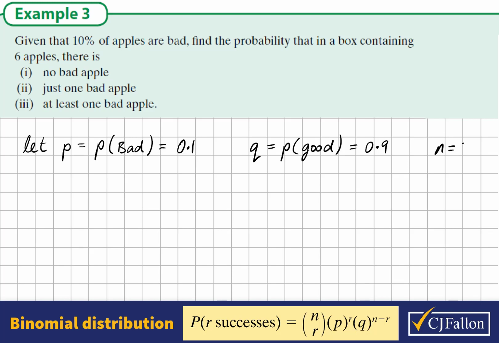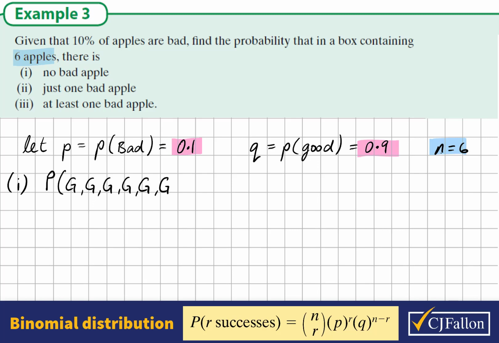Now let's look at the questions that we're doing here. We know that there's 6 apples, so n, the number of trials, is 6. We're going to use that in the formula each time. So question 1, we're working out the probability that there's no bad apple. This means that there's no success in the 6 trials, only failure. It means what we're getting is a good apple, a good apple, a good apple, 6 times in a row.